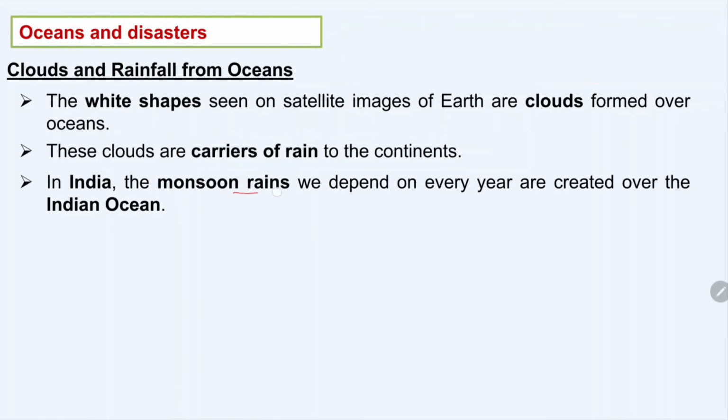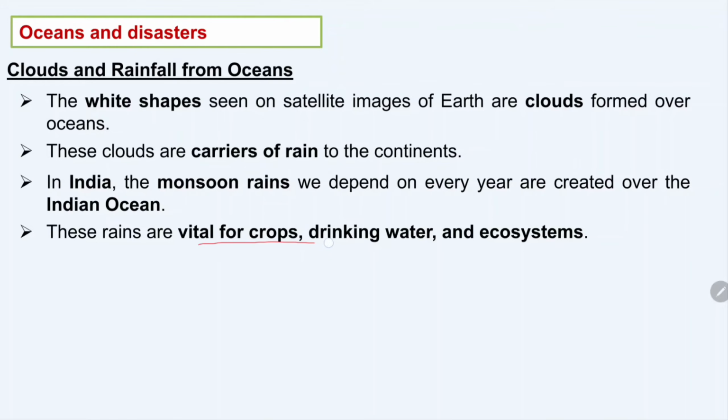In India, the monsoon rains we depend on every year are created over the Indian Ocean, because our India is near the Indian Ocean. The rain which we get every day during the monsoon season is all created in the Indian Ocean only. And these rains are vital for crops, drinking water and the ecosystem. Vital means very much important for our crops.